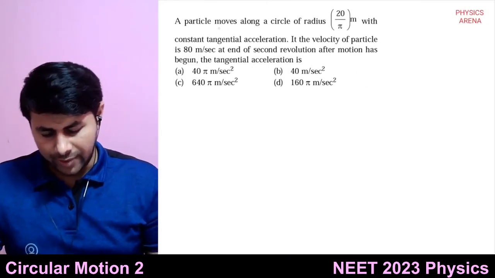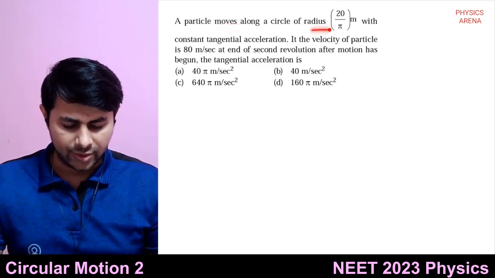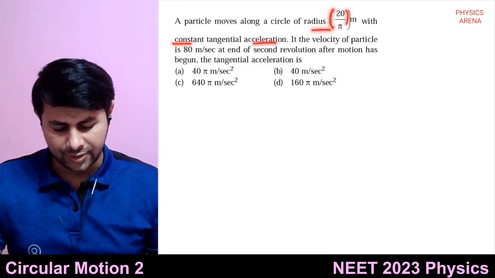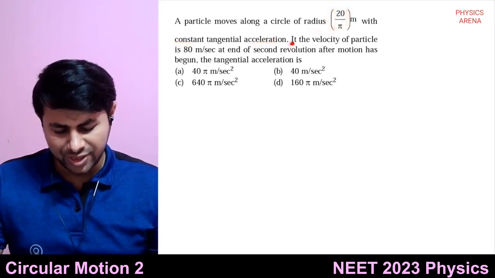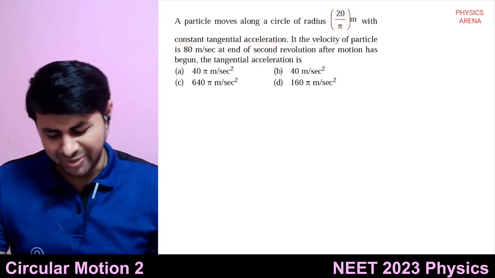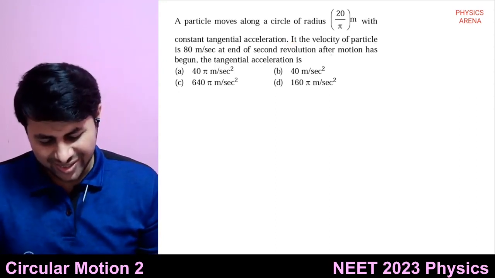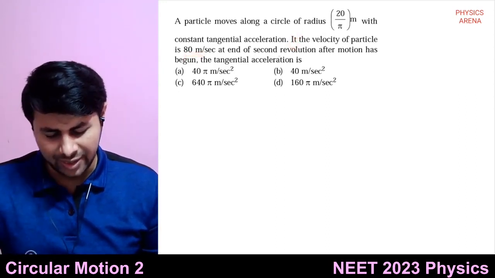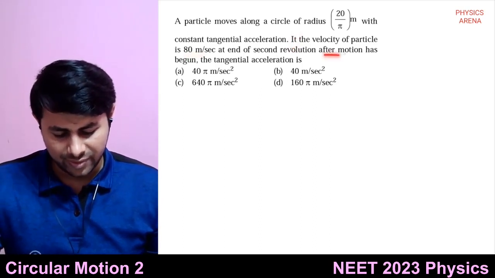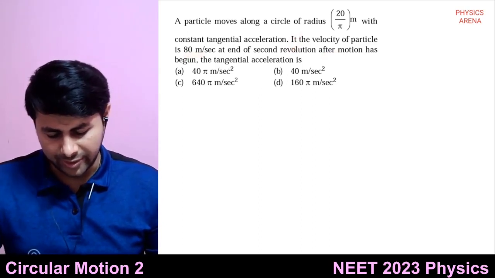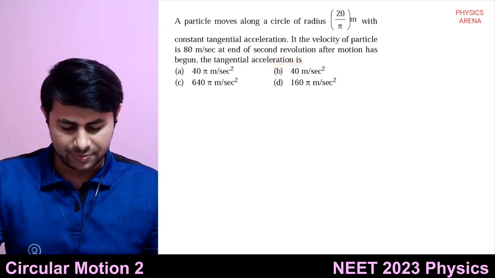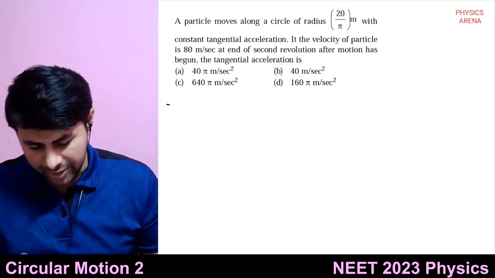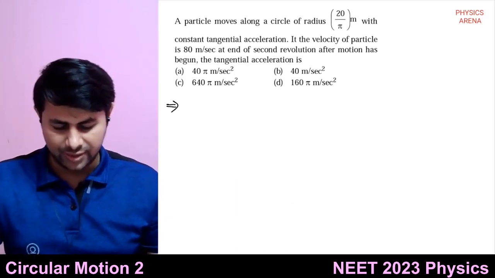Next question. A particle moves along a circle of radius, this is the radius, with constant tangential acceleration. If the velocity of the particle is 80 meters per second at the end of the second revolution after motion has begun, the tangential acceleration is. So this is simple, right? Might be calculation heavy. Let's see.